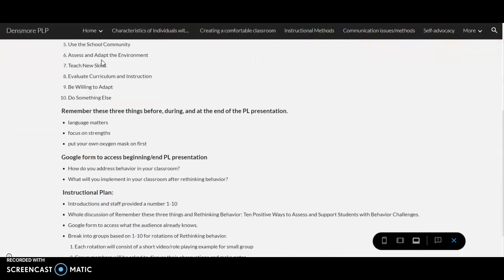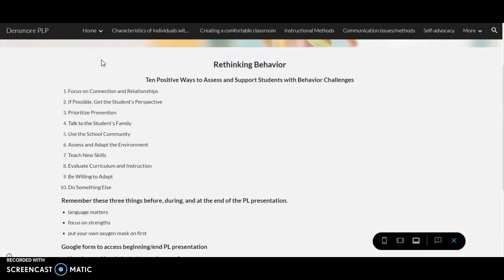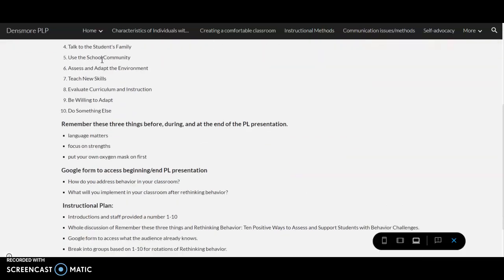And we would do this, like my starting point would be a Google form. How do you address behavior in your classroom? And then we would have the introduction of what we are going to learn about, what we are going to talk about, and how we're going to do it. And then everyone would be given numbers 1 through 10. That way we can do a station rotation, and everyone can rotate through those to learn about the 10 positive ways to assess and support students with behavior challenges.